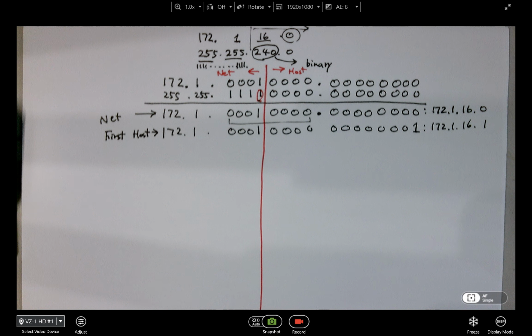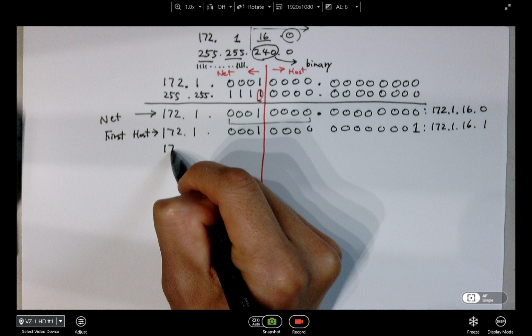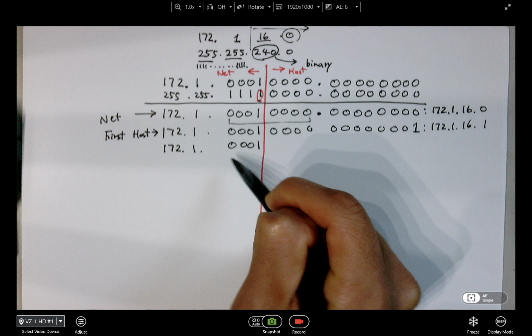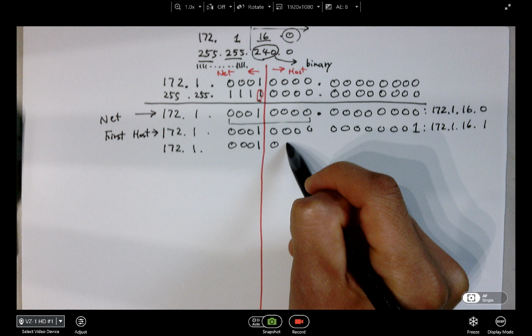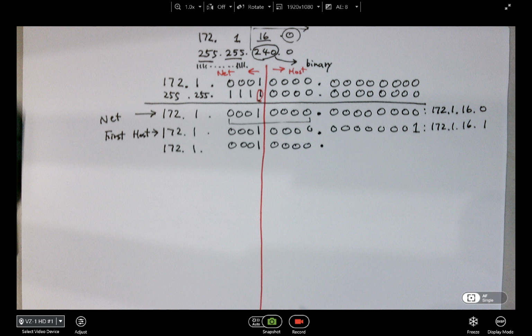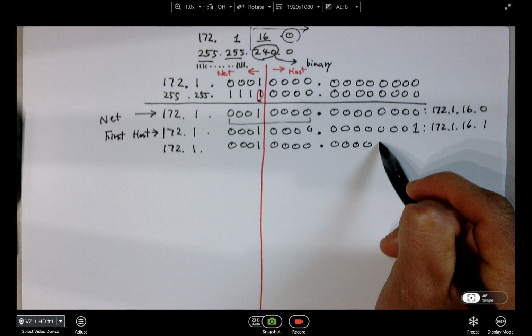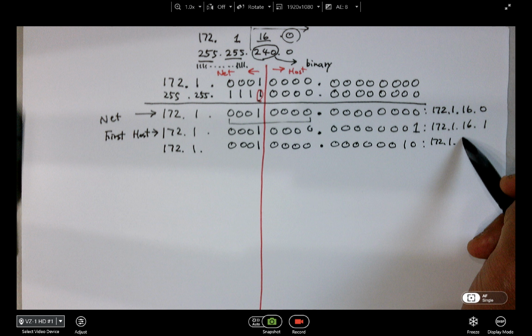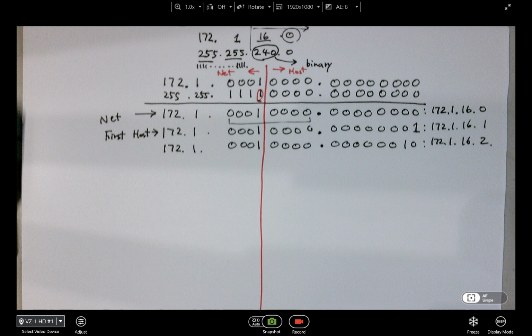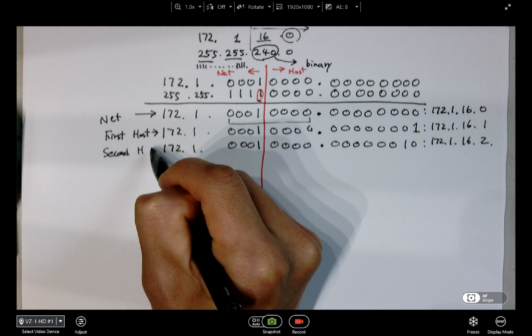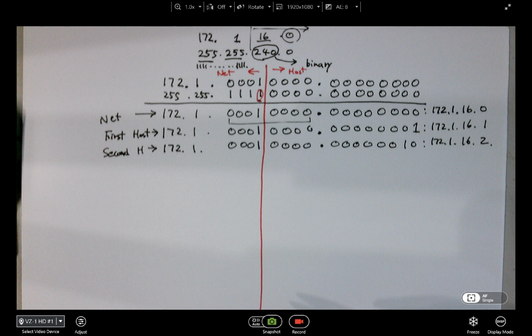And the next one, the second usable host IP address, is 172.1.0001. The network portion is going to be all the same. And then there's a dot here, and then 0.000.0.010, which is 172.1.16.2. Okay. So this is the second usable host address. So I'm going to just keep going, right?